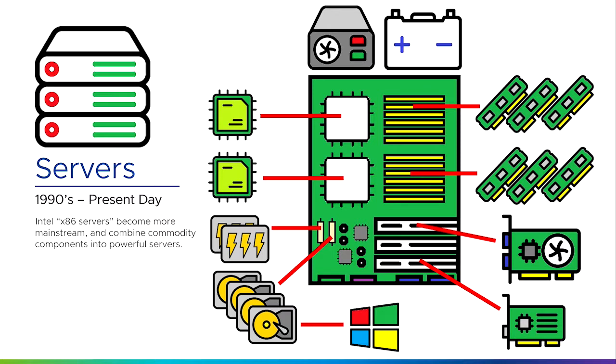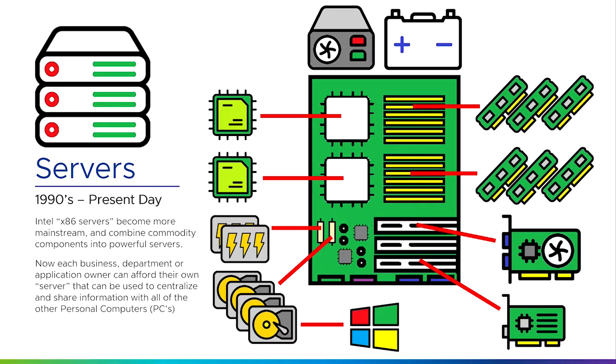So when we take all those things and we put them together, we end up with something called servers. So a server is nothing more than a very powerful PC or computer used by a business, usually for a specific application or specific business function. And what we find is that these X86 servers have now become mainstream, and all these commodity components mean we can have quite a lot of processing power for relatively little cost. And now each business or department or application owner can afford their own server that can be used to centralize and share information with all the other PCs or personal computers in the organization.